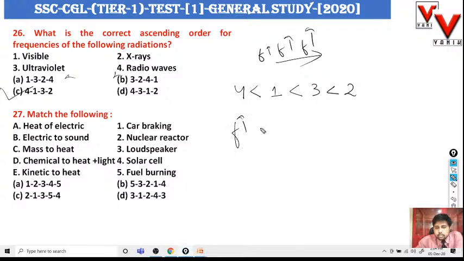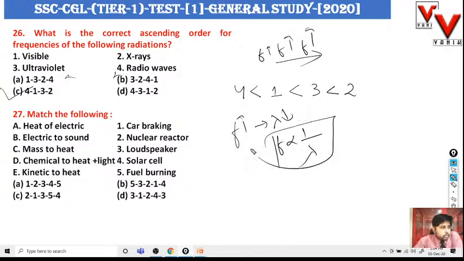If frequency is high, what can you say about wavelength? Wavelength is less. So frequency is inversely proportional to wavelength. I hope it is clear to you all. Moving to the next question, number 27.